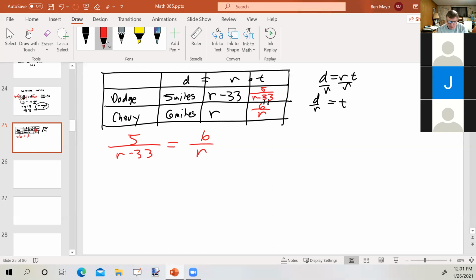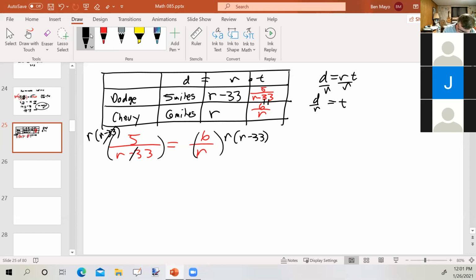So now we're going to come back and solve this equation. I'm going to multiply both sides by the LCD, which is r times r minus 33. On the left side, the r minus 33s reduce out, and we have 5r. On the right side, the r's reduce out, and we have 6 times the quantity r minus 33. Any questions there?